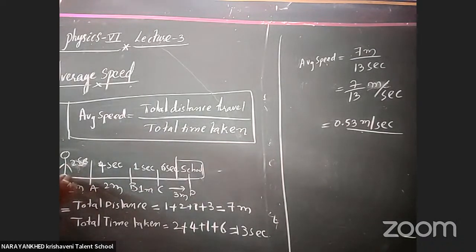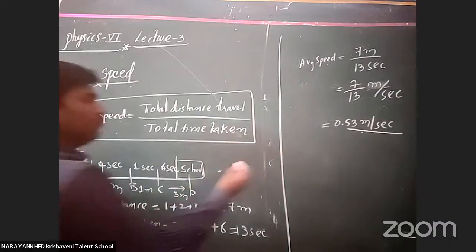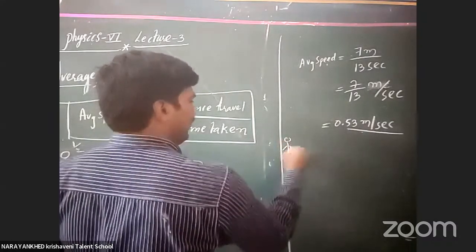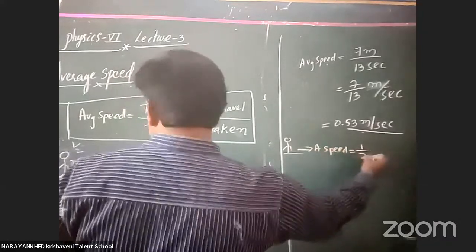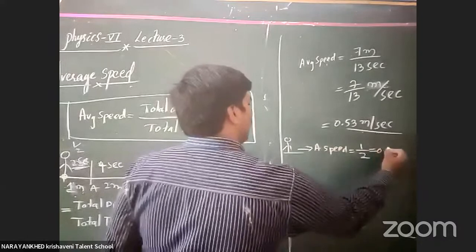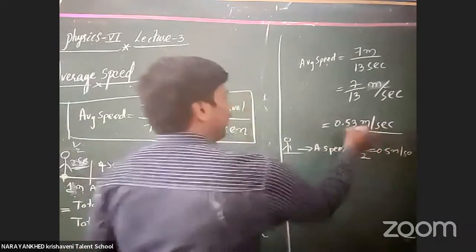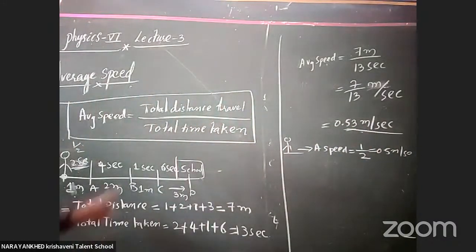Got it or not? But every time it will not be the same. In the first 2 seconds you travel 1 meter, so the speed from the starting position to A is 1 by 2, that is 0.5 meters per second. Then for 4 seconds, it is also 0.5 meters per second only.